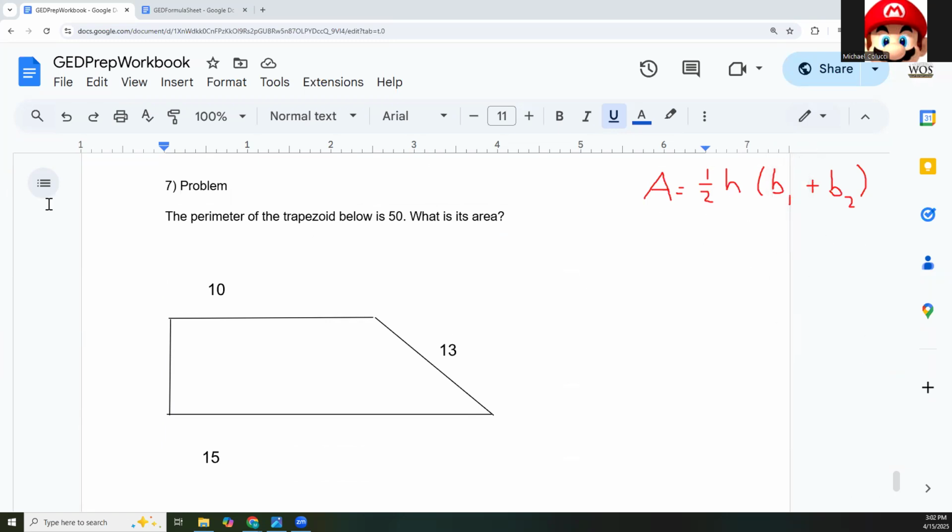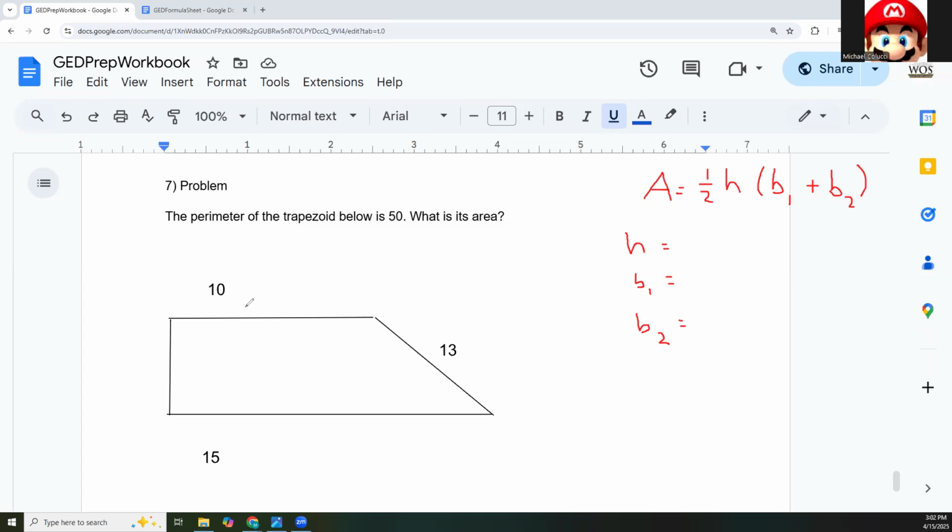And it's telling me all this crazy stuff. I need to know what H is. I need to know what B1 is, and I need to know what B2 is. And I don't know any of those things. Well, I do. They give me everything I need to know them. So B1 and B2 stand for base 1 and base 2.